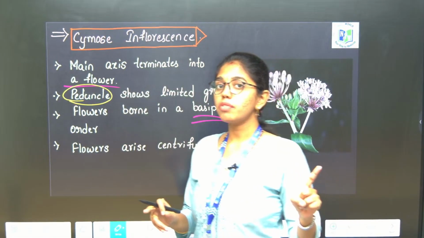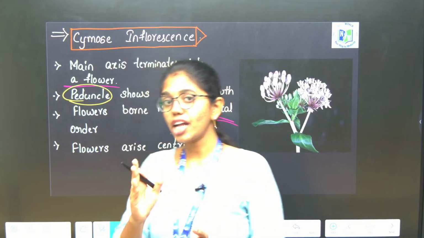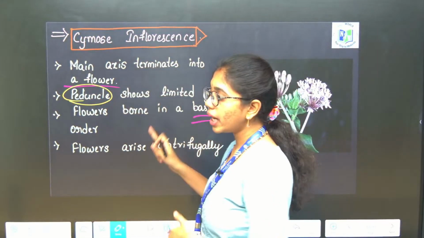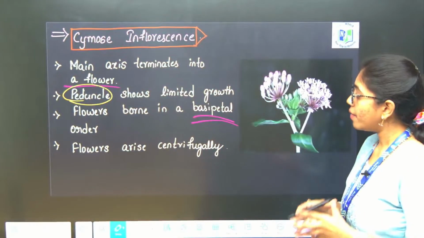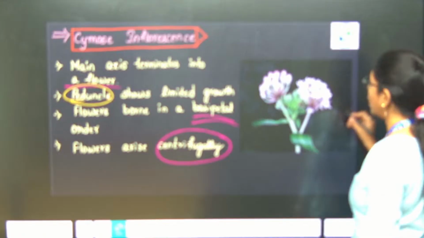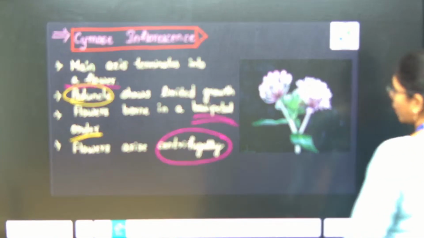There in racemose inflorescence, the main axis is elongated and unbranched, and flowers arise in acropetal succession. Here the main axis terminates in a flower. In cymose inflorescence, flowers arise in basipetal succession, centrifugally, where older flowers will be at the center and younger flowers at the periphery. This is centrifugal type of arrangement.